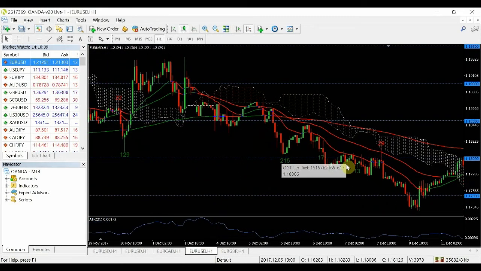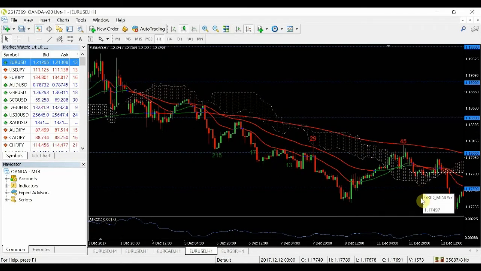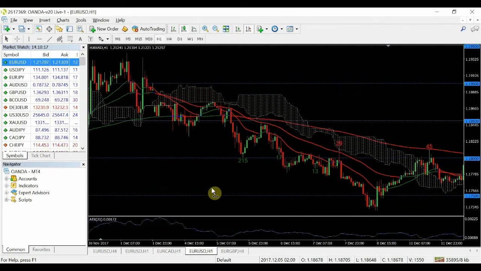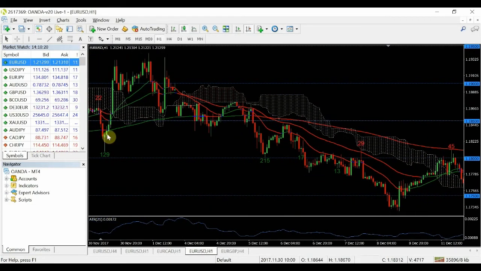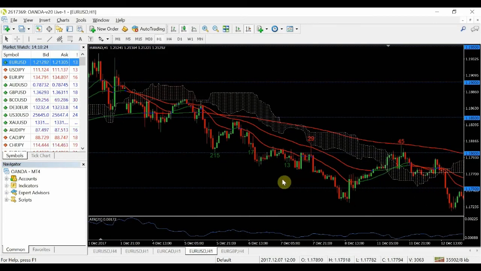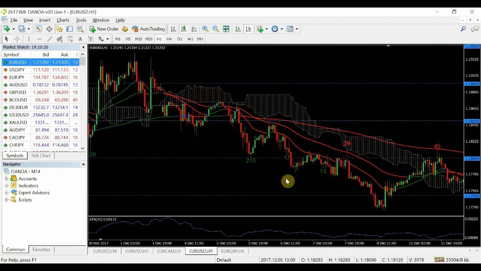1, 2, 3, 4, 5, 6, 7, 8 pin bars forming between, let's call it, the 1st of December down to the 11th. So in 11 days you've got 8 pin bars just on one pair alone. So you can just imagine if you did that on multiple pairs on the 1 hour chart.